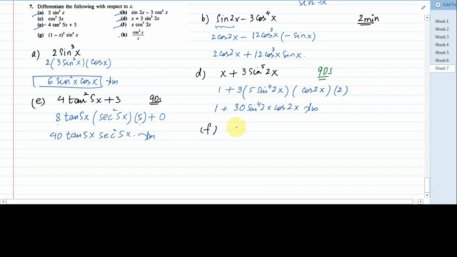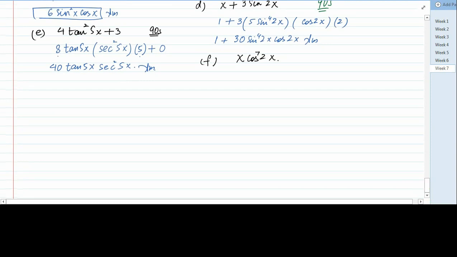Alright, so after part E, let's start with part F. It says x cos⁷ 2x. Now you need to solve it with the help of u into v. So first you need to do it by yourself. You have a time of 2 minutes. Alright.